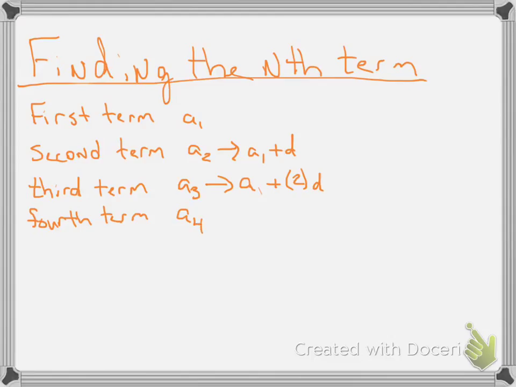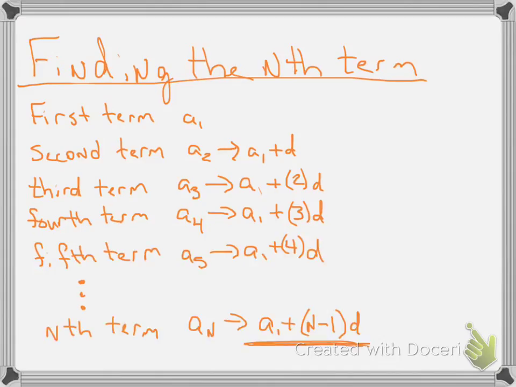So rather than keep adding, we can start using multiplication, because remember, multiplication is repeated addition. So we can go all the way like that, and eventually we can say, hey, look, whatever term you want, the formula would be A1, the first number, plus whatever term you're looking for minus 1, times the difference. So like if I said the ninth term, I would say 9 minus 1, which is 8, times the difference. Okay, so how can we use that to find an example?